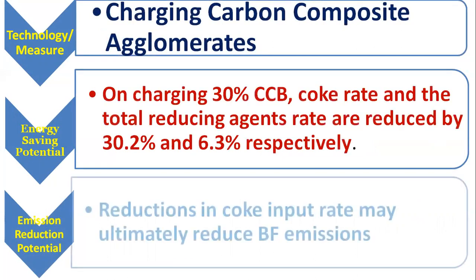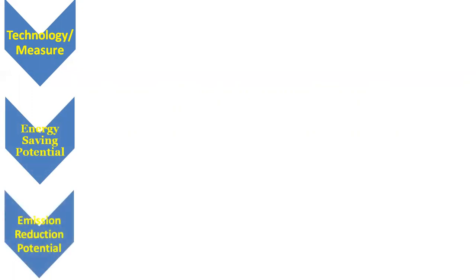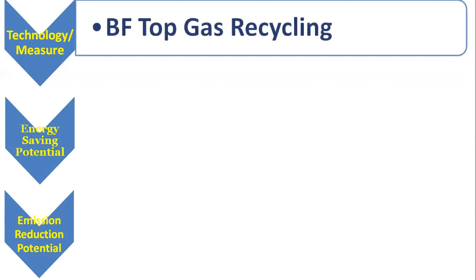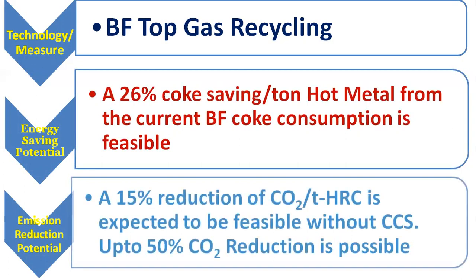On charging 30% of carbon composite agglomerates, coke rate and the total reducing agents rate are reduced by 30.2%. That's the advantage. And the reduction in coke input rate may ultimately reduce the blast furnace emissions. Then the next one is top gas recycling blast furnace gas. A 26% coke saving per ton of hot metal from the current blast furnace coke consumption is very easily feasible by the application of the top gas recycling blast furnace technology.